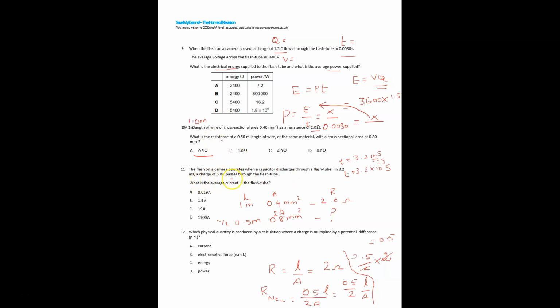The charge of 6 coulomb, they gave charge Q is equal to 6 coulomb, and you have to find the current. What is the formula? I is equal to Q over t. You can do it. Question number 12.